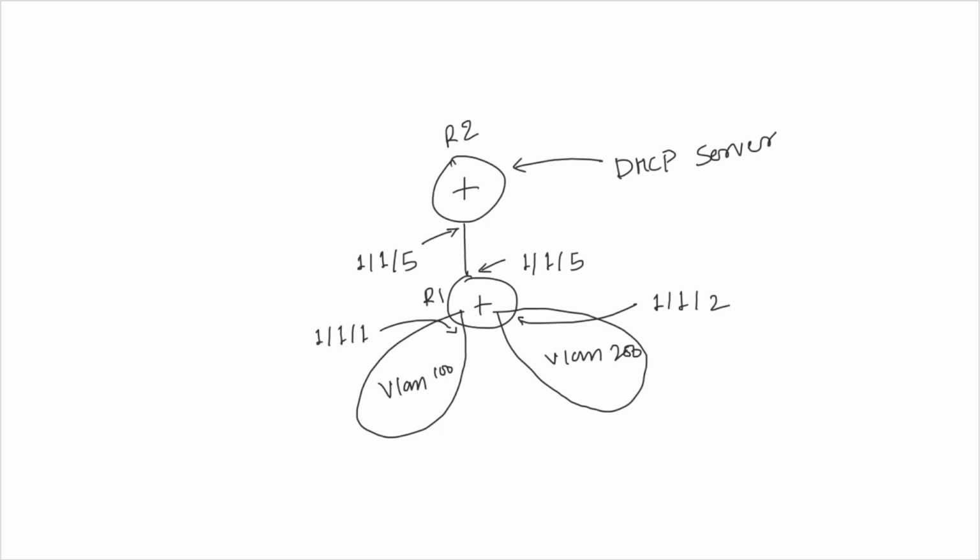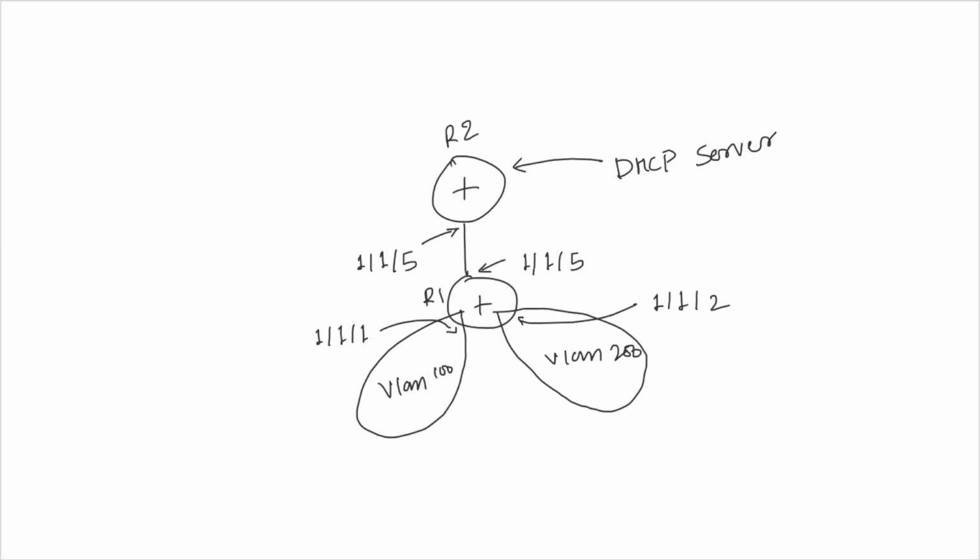That means we need to create two different DHCP pools. And there is a twist here: the DHCP server is not going to be on router 1 but on router 2. That means VLAN 100 and VLAN 200 will not be able to get DHCP very easily. We have to provide them a DHCP relay. DHCP relay means the IP address of router 2, or the IP address wherein our DHCP server is located.